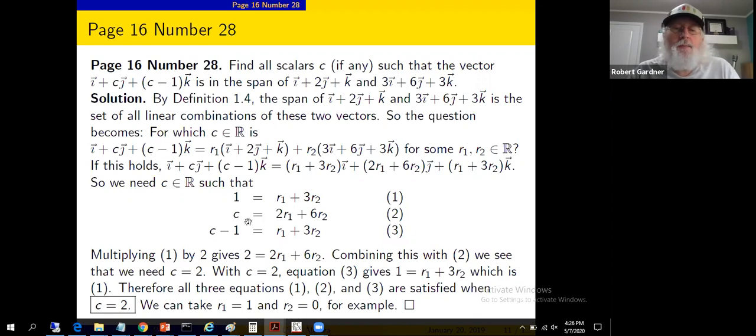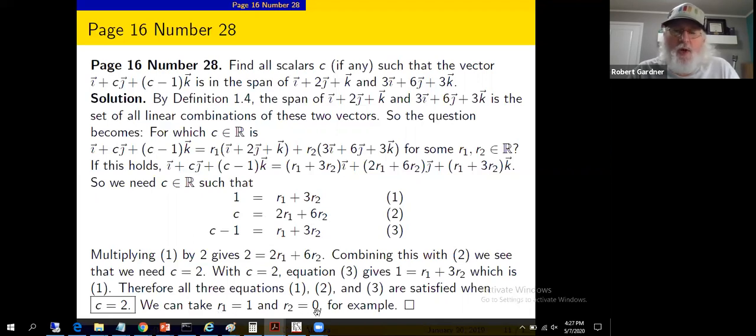Sure. How about R1 equals 1 and R2 equals 2? Plug in 1 there. I'm sorry. R1 equals 1 and R2 equals 0. Plug 1 there, 0 there. Sure enough, you get 1 out. And these others will be satisfied as well because they're redundant with that first equation. So it does work with C equals 2. And for example, R1 equals 1 and R2 equals 0.